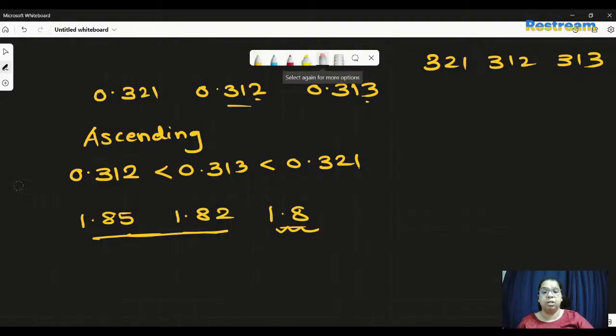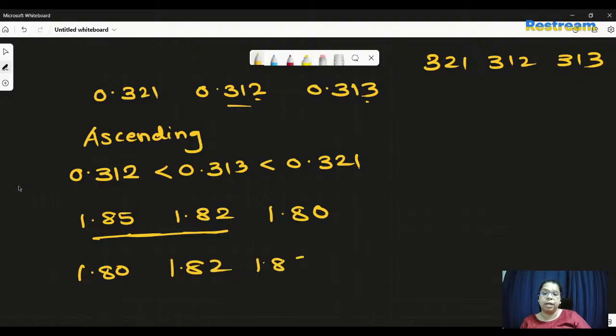We can convert unlike decimals into like decimals by adding the zero at the end. This zero can be added or removed. It is insignificant. So we can add whenever we want for our convenience. Now we have to do it in ascending order. So we'll go 1.80, 1.82, 1.85.